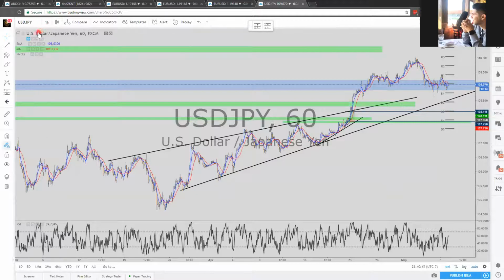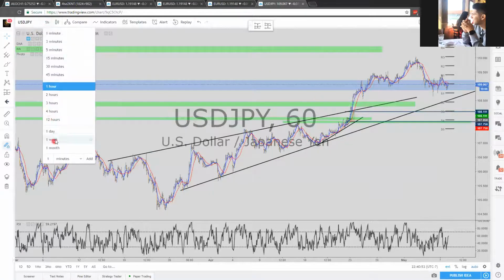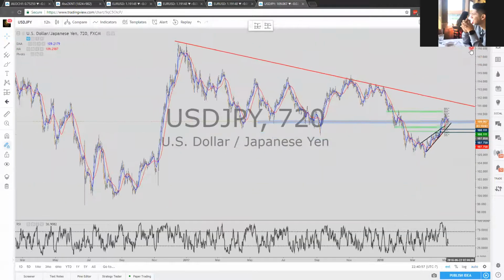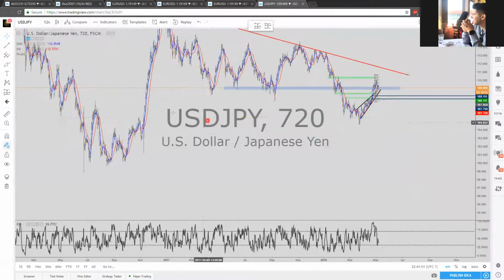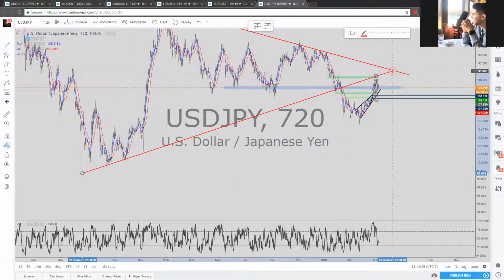Indicator on lower window is RSI. Okay, so USD JPY. So I'm going to get these areas here.